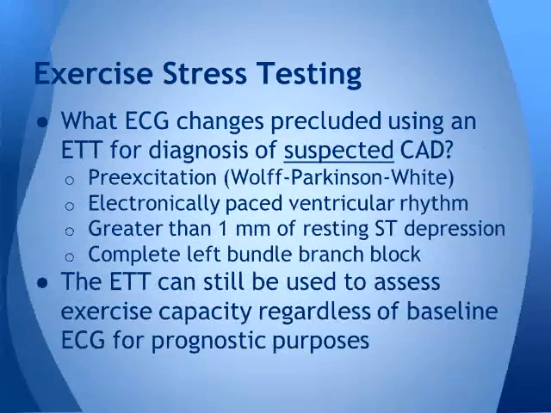So what EKG changes would preclude using the exercise treadmill test for diagnosis of suspected coronary artery disease? Pre-excitation, electronically paced ventricular rhythm, greater than 1 millimeter ST resting depression, or complete left bundle branch block. You can still stress patients with a right bundle branch block. Exercise treadmill test can still be used to assess exercise capacity, though, regardless of baseline EKG for diagnostic purposes. If you want to see how far a patient can go, what their exercise tolerance is, to give them prognosis, it's okay if their EKG is abnormal, if they have a left bundle branch block. You're not doing it to check for ischemia. You're doing it to check exercise tolerance. Those are two very separate things.